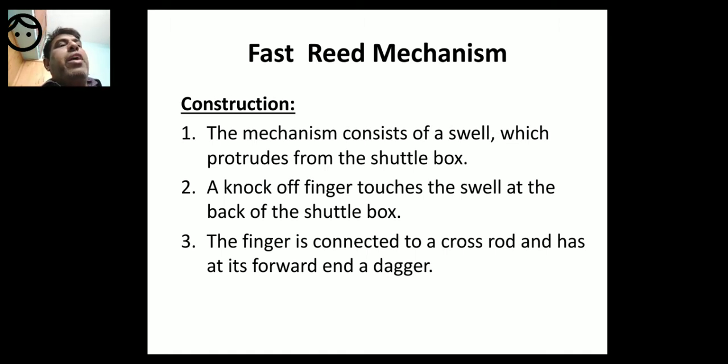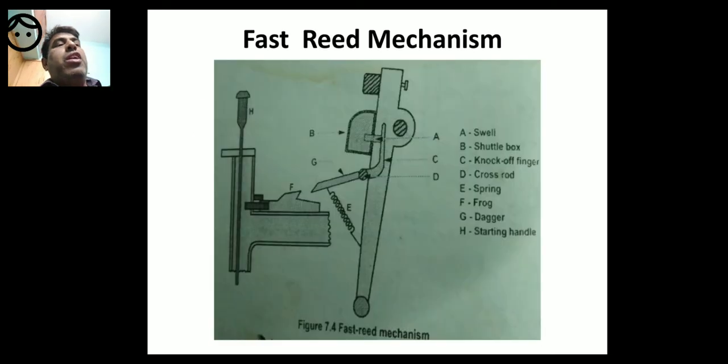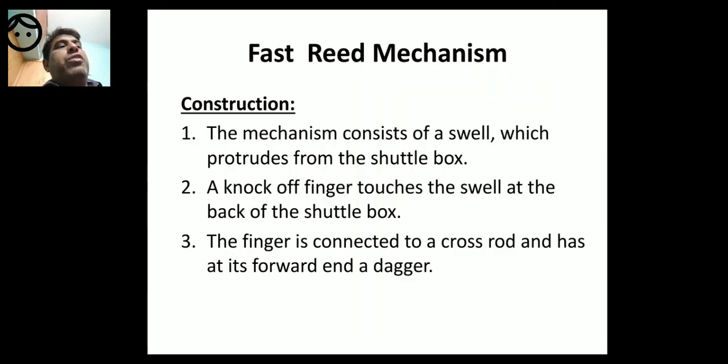A knockoff finger touches the swell at the back of the shuttle box. So there is a knockoff finger. You see, C is the knockoff finger. It touches the swell at the back of the shuttle box.